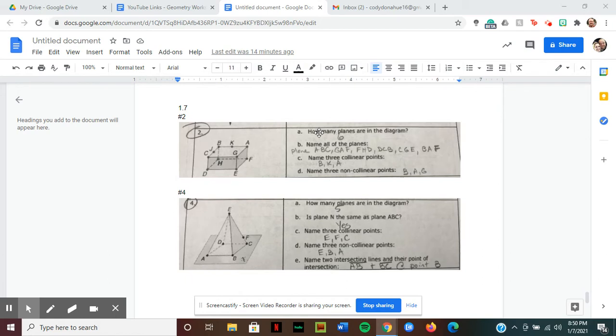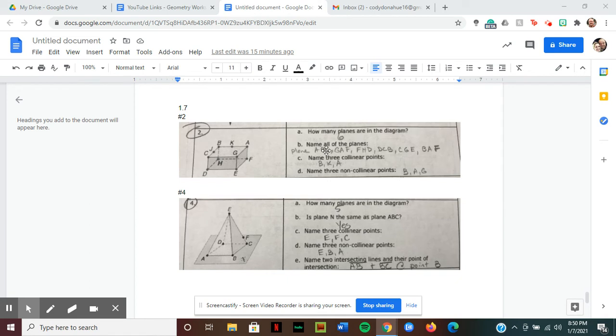So first question, how many planes are in the diagram? Okay, so when it asks us this question and it's talking about a three-dimensional shape, a plane is going to be the same thing as one of the faces of this prism. So if we think about it, with this particular prism, it's going to have this top face and this bottom face, and then it's going to have this side, this back side, and this side right here on the left. So there's going to be 6 faces making this prism. So there are 6 planes in this diagram.